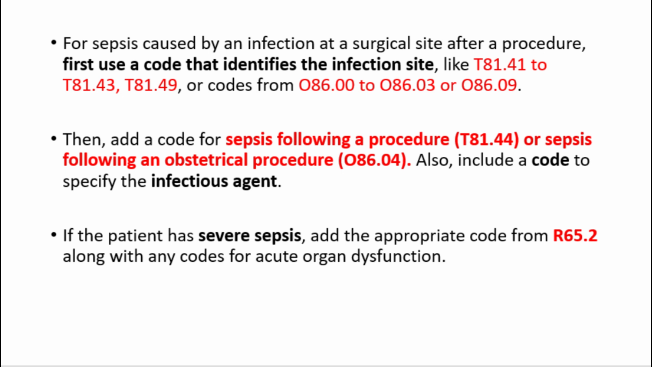For sepsis caused by an infection at a surgical site after a procedure, first use a code that identifies the infection site, like T81.41 to T81.43, T81.49, or codes from O86.00 to O86.03 or O86.09. Then, add a code for sepsis following a procedure, T81.44, or sepsis following an obstetrical procedure, O86.04. Also, include a code to specify the infectious agent. If the patient has severe sepsis, add the appropriate code from R65.2 along with any codes for acute organ dysfunction.